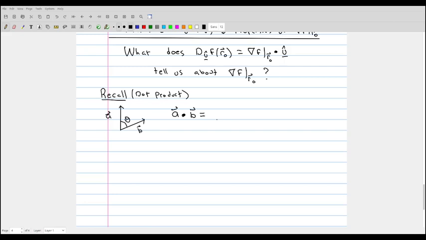Remember that the dot product has its primary definition as the algebraic definition, so it's just the multiplication of the components added together. This is what it is in 2D. In 3D, it's the multiplication of all three components added together, and so on and so forth. This is sometimes called the algebraic form of the dot product.